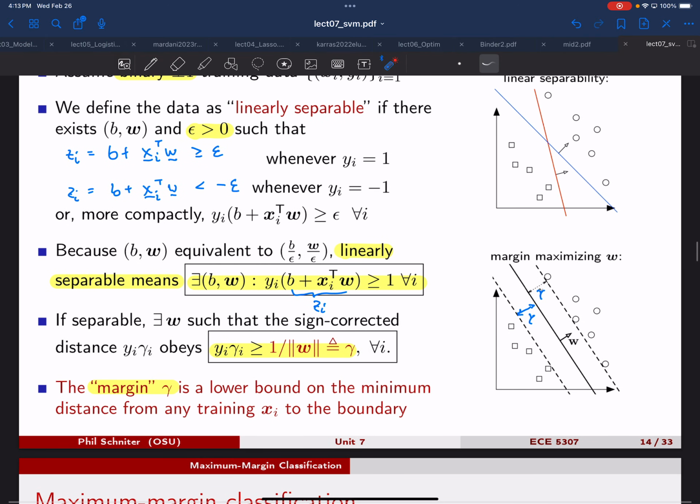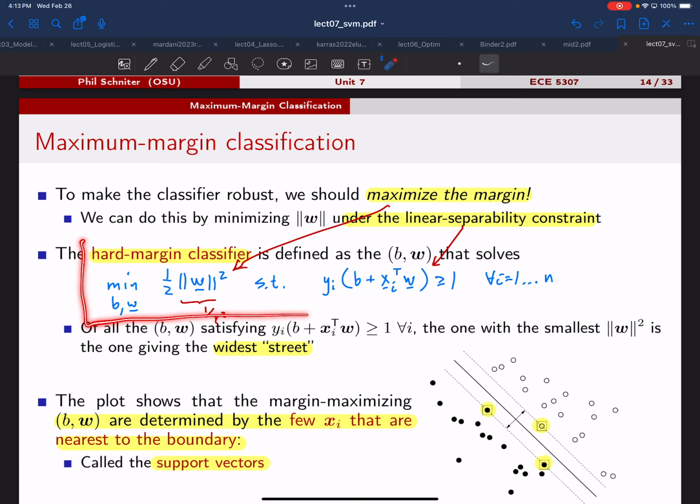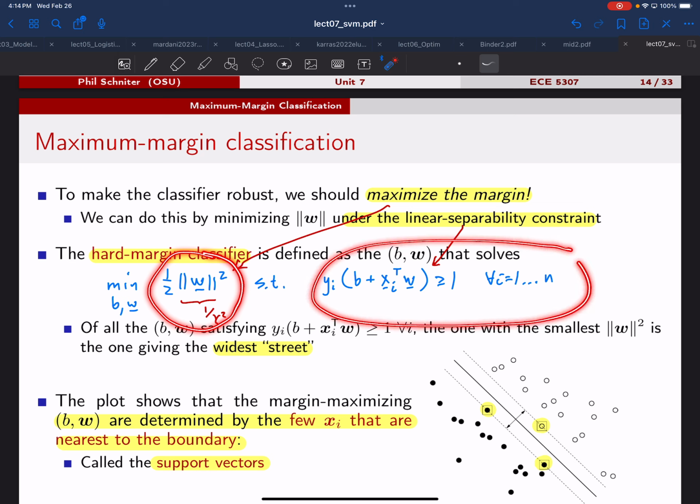So that's the idea, and basically if this 1 over norm of w gives us this lower bound to the closest training point, and we want that to be maximized, then equivalently we want the norm of w to be minimized while also satisfying this linear separability constraint. So that gave us our first design, which we called the hard margin classifier. So here, we're minimizing the norm of w, or equivalently maximizing that margin, subject to linear separability.